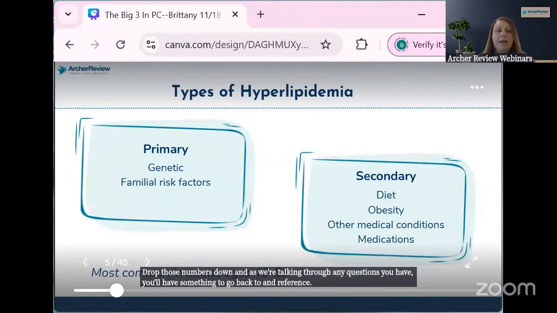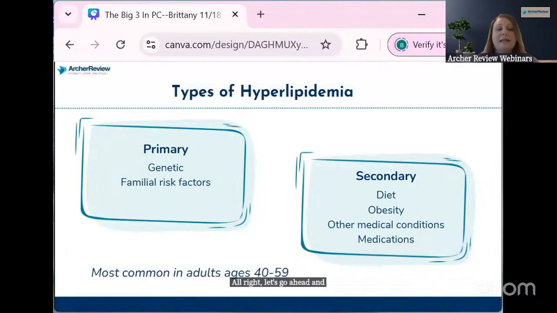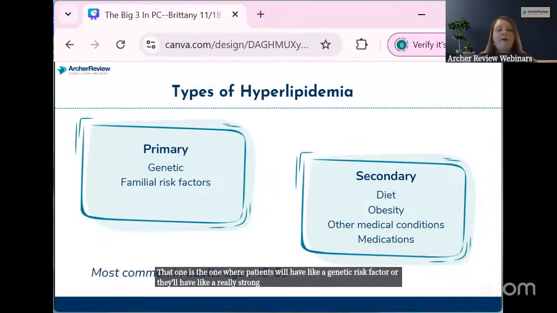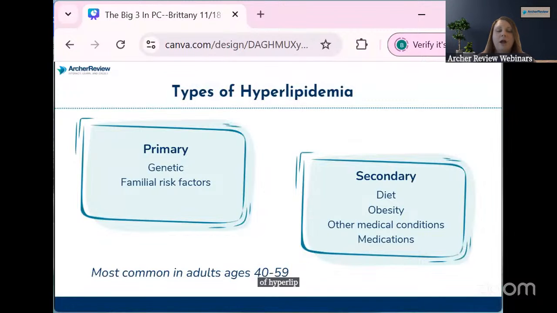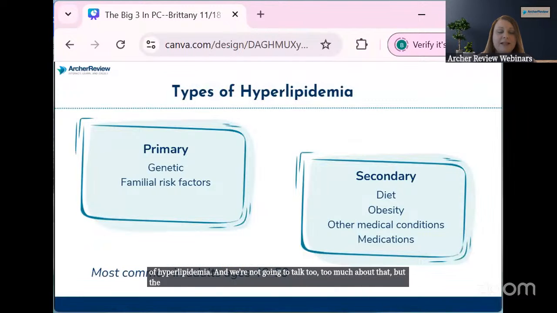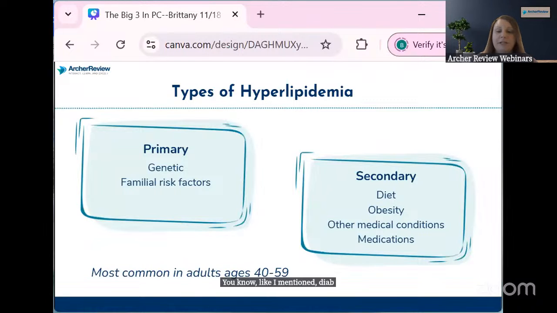All right, let's go ahead and talk about types of hyperlipidemia. There is a primary hyperlipidemia type. That one is the one where patients will have a genetic risk factor, or a really strong family history of hyperlipidemia. And we're not going to talk too much about that, but the secondary type of hyperlipidemia is the one that you're probably already thinking about. That's the one where the patient needs lifestyle changes. They maybe have other medical conditions, like I mentioned, diabetes earlier, or hypertension.